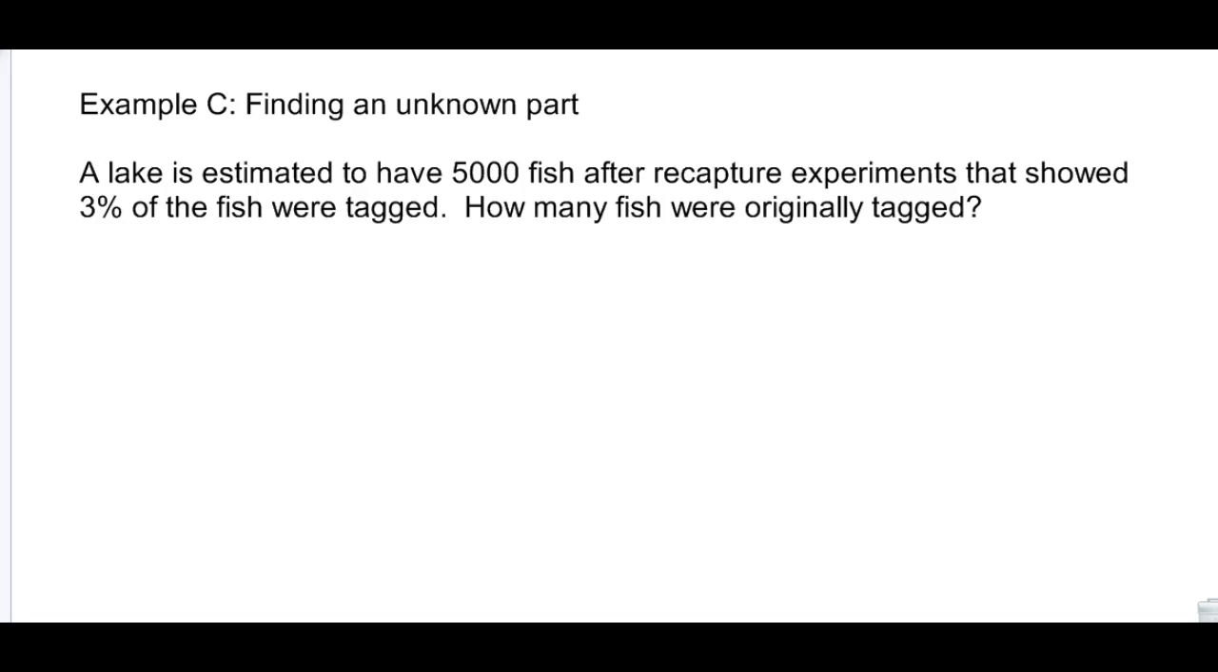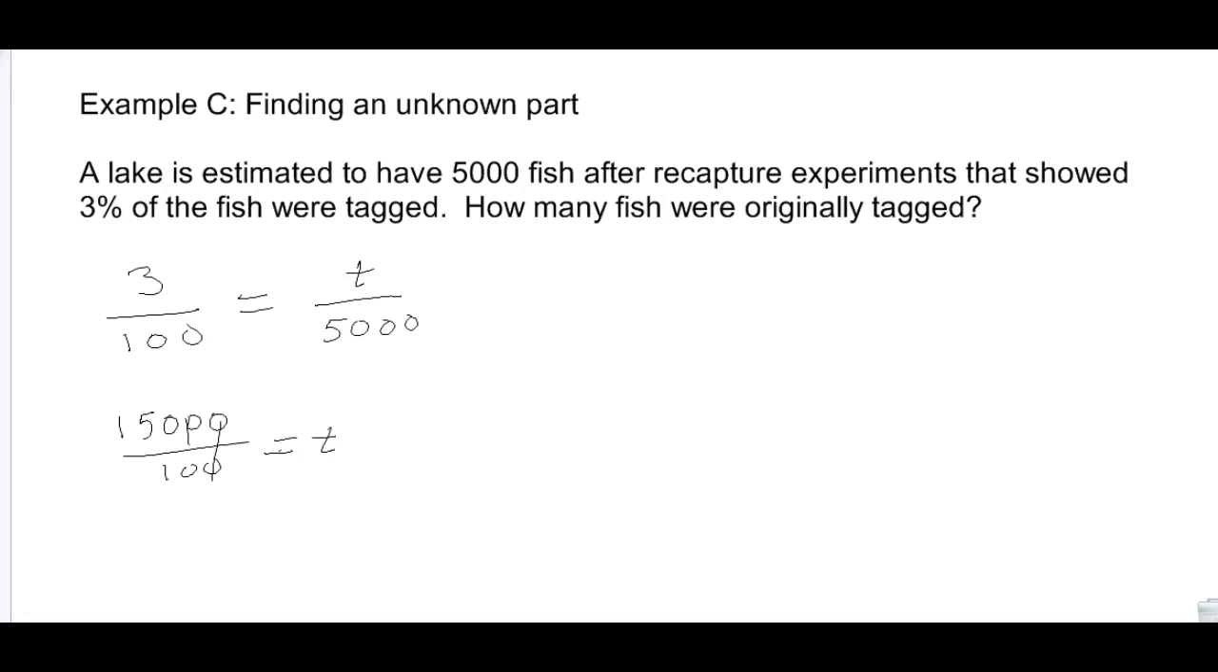So I see a 3%, so I'm going to take 3 out of 100. It said 3% of the fish were tagged. How many fish were originally tagged? Well, I need to figure out how many were in the original that were tagged. So I'm going to put T for tagged. We could put X, we could do a lot of things. And 5,000 fish total. All right, and then multiply by 5,000. So I get 3 times 5,000 is 15,000 divided by 100 equals T.